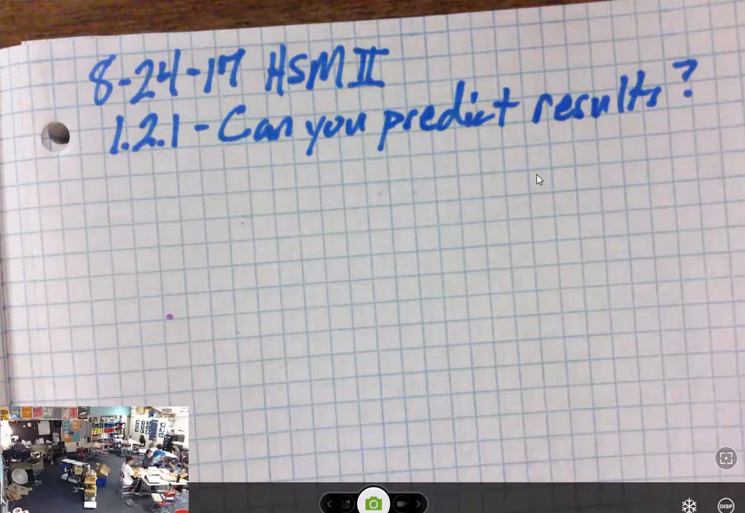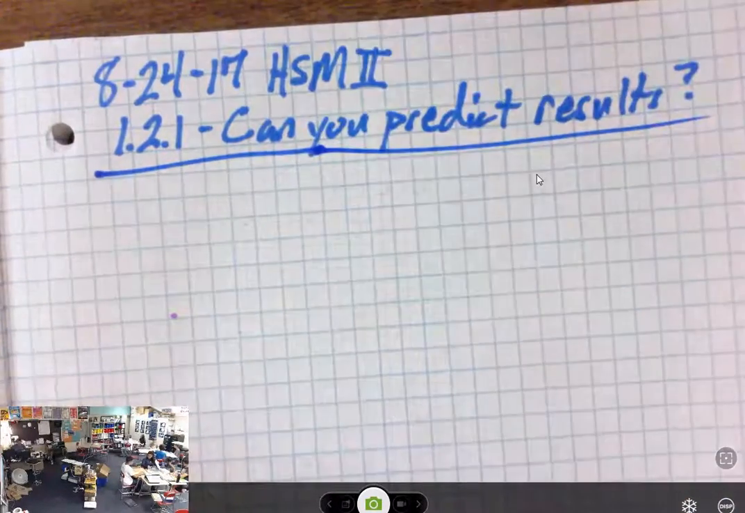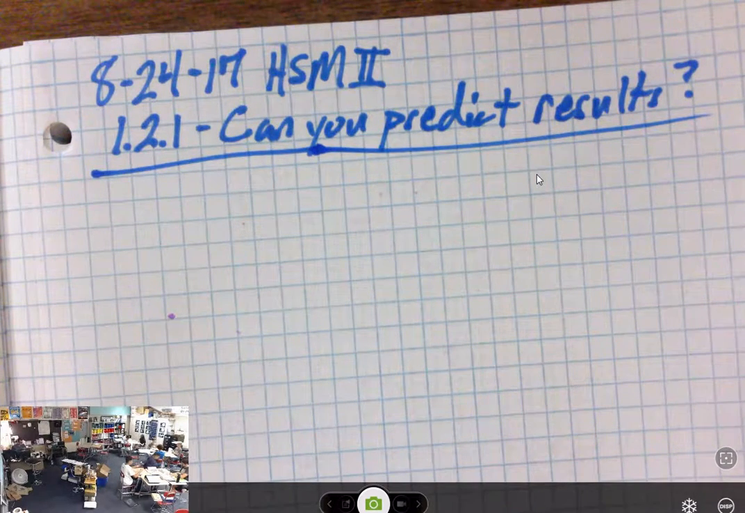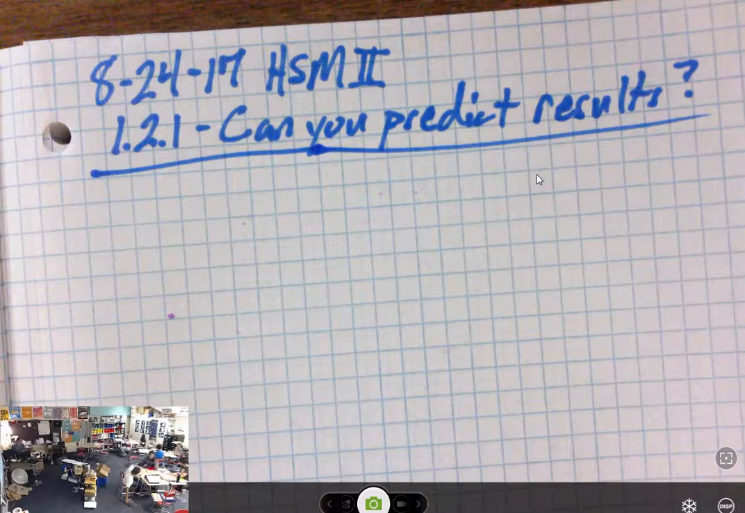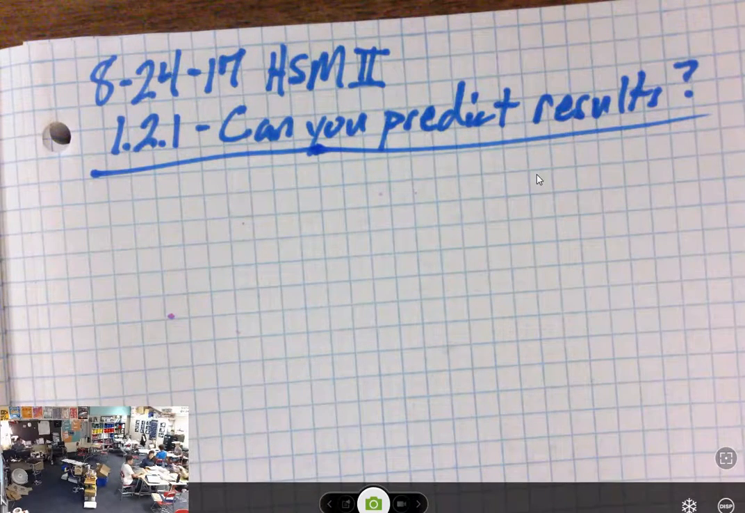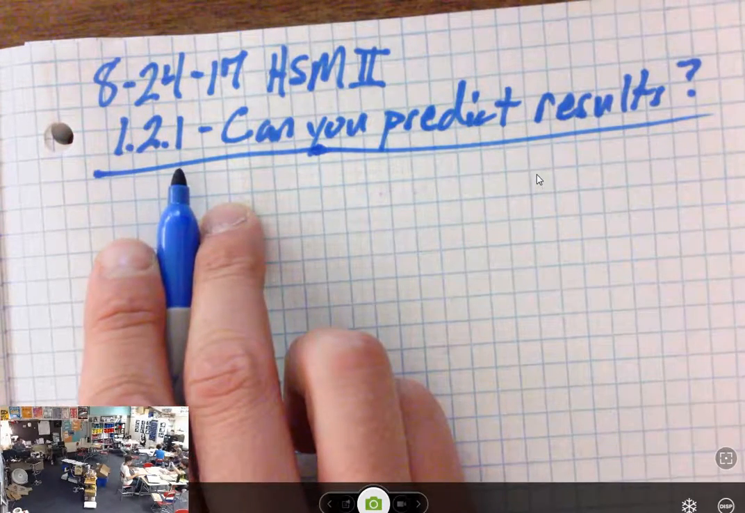What's the date? 24. What did you get? 1.2.1. Today is 1.2.1. We moved into section 2 of chapter 1. We'll never go backwards, so we'll never have 1.1-something again. We'll only move up. This is incredible. Chapter 1, section 2, lesson 1.